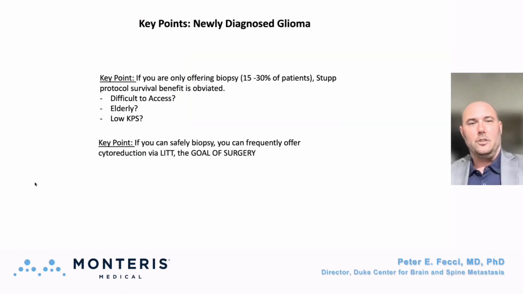So some key points on newly diagnosed gliomas. Number one, if you're only offering biopsy, which may be 15 to 30% of your patients, you are obviating the survival benefit provided by the Stupp regimen. So what are you going to do for these folks? Who might some of those folks be? Patients with a difficult to access lesion, some elderly folks, potentially low KPS. If you can safely biopsy that lesion and it is small enough and in a safe enough place to laser it, you can frequently offer cytoreduction via LITT, and that cytoreduction is the goal of surgery.